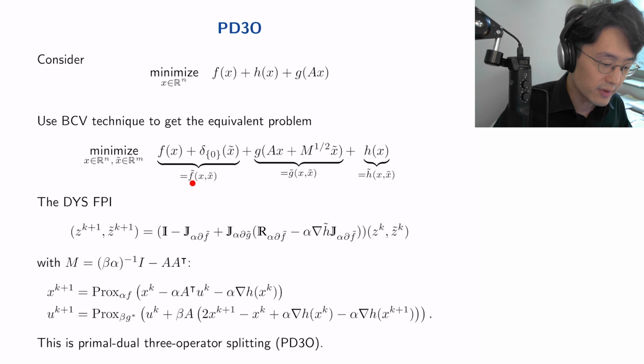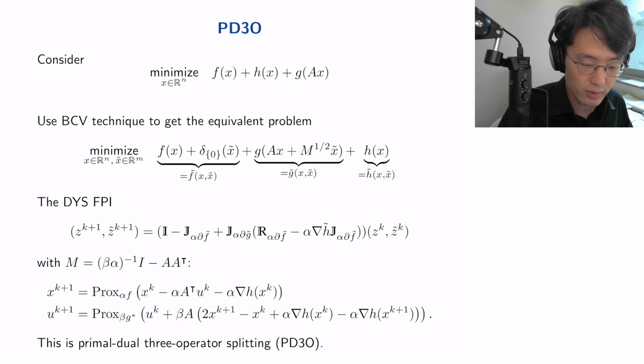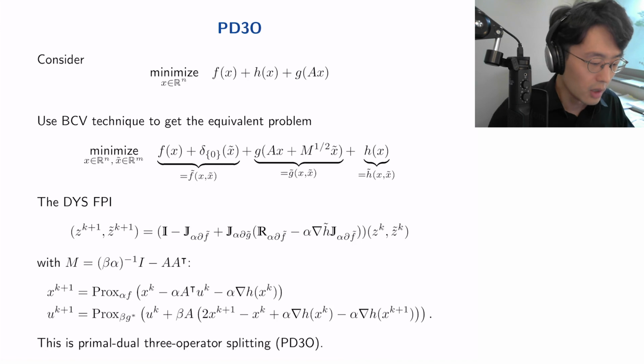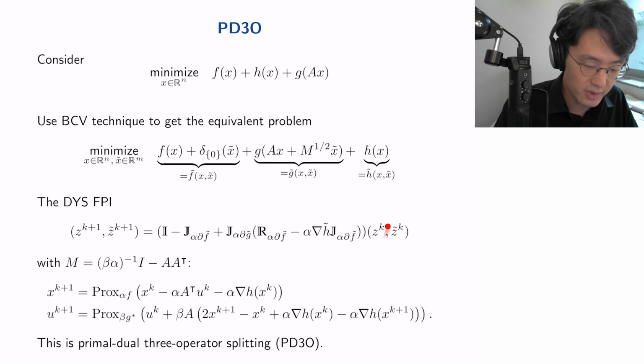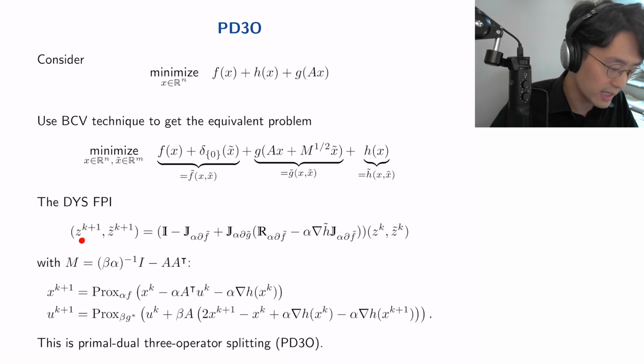We define this function to be f tilde of x and x tilde, this function to be g tilde of x and x tilde, and then we define this to be h tilde of x and x tilde, even though there is no dependency on x tilde in this term. We use the DYS FPI, and the fixed point iteration maps from zk, z tilde k to zk plus 1, z tilde k plus 1.